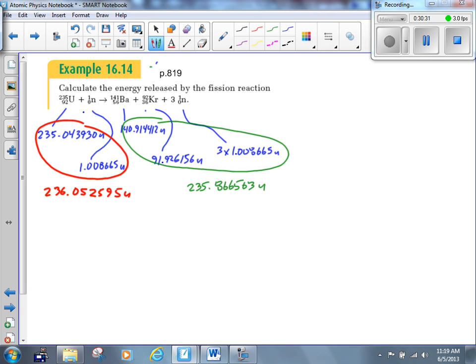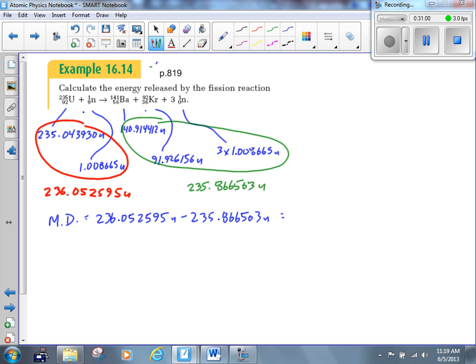What do you think we're going to do next? What comes next now that we have the mass of the reactant and the mass of the products? Subtract them. Good. Let's subtract them. The mass defect equals 236.052595 minus 235.866563 atomic mass units. By the way, if you ever get a number on the right side that's bigger than the left side, you're wrong.